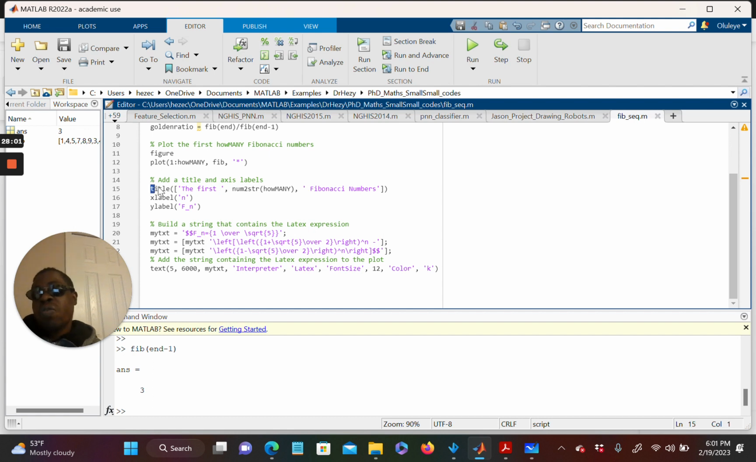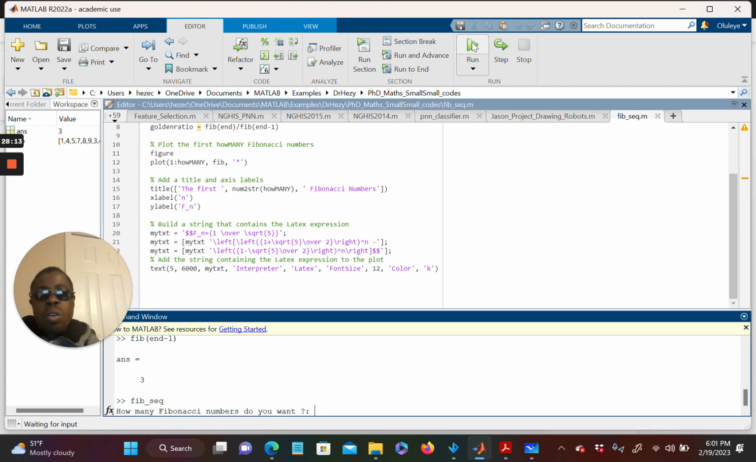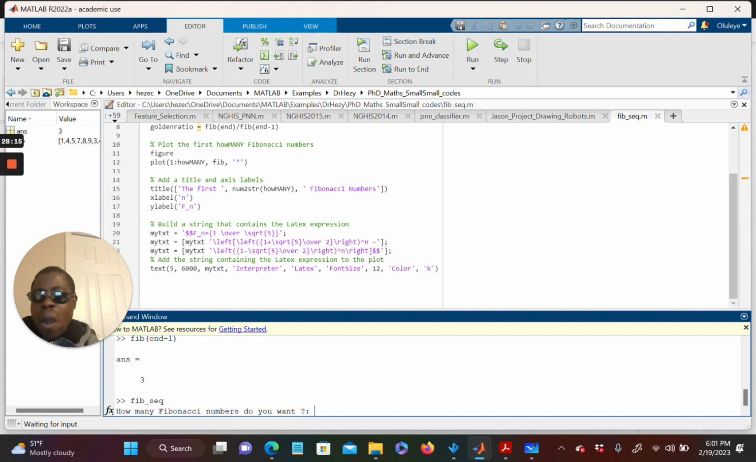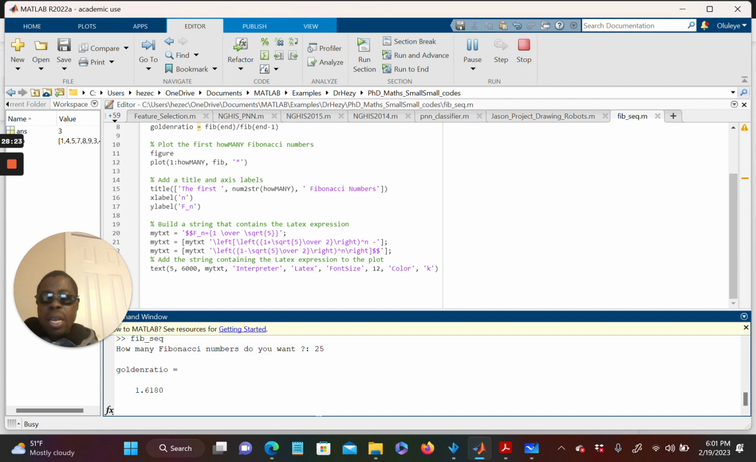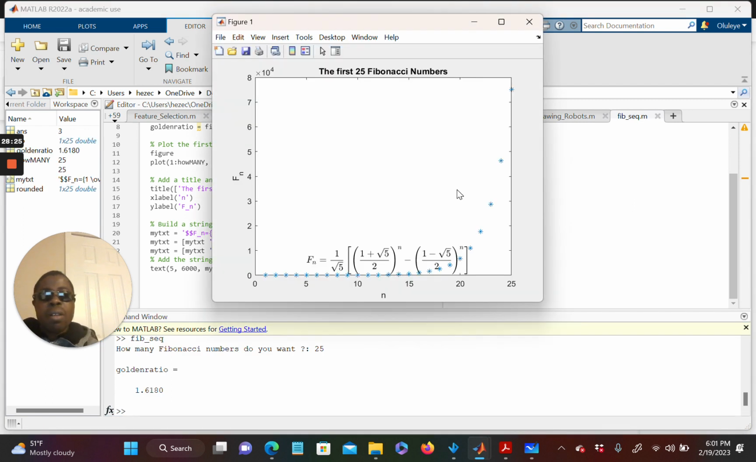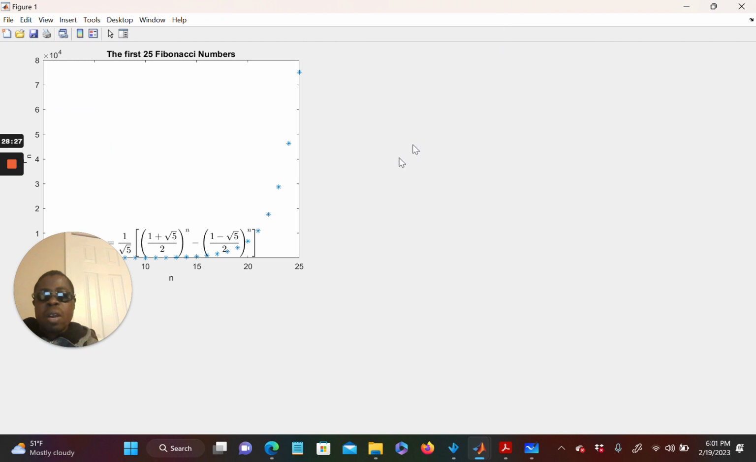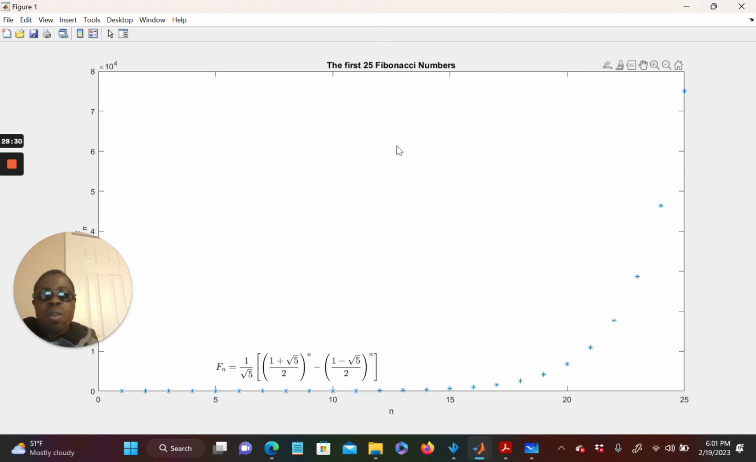This is a title function. This is a label, X label, and the Y label. So if I run this code right now, the code is going to request how many Fibonacci numbers I want. Say I want 25 of them. I'm going to run it, and then I've got the result right here. Oh, look at all the Fibonacci numbers, right?